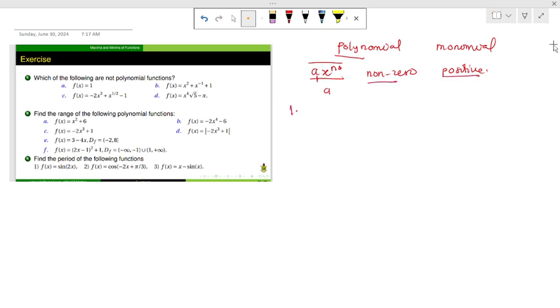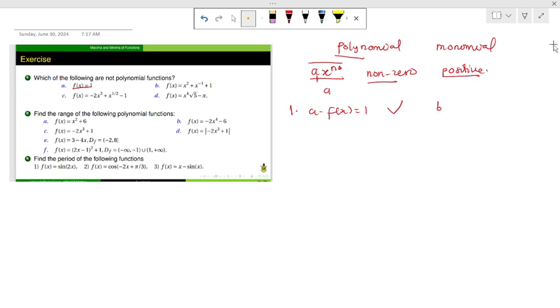Taking number 1, part a: f of x is equal to 1. Is this a polynomial function? Yes, from the explanation I gave, a should be non-zero, but n can be 0. This is an instance where the power n is 0, leaving out the x term, so this is a perfect example of a polynomial function. But the question asks which of the following are not polynomial functions, so we wouldn't include this as part of our solution. Yes, a is a polynomial function. That's what I've taken as the mark. Now let's go to b.